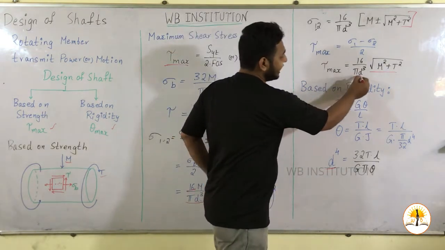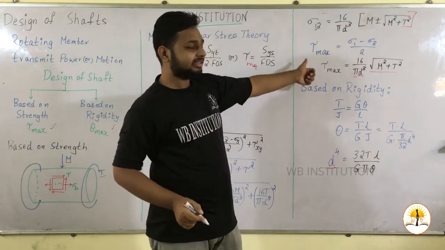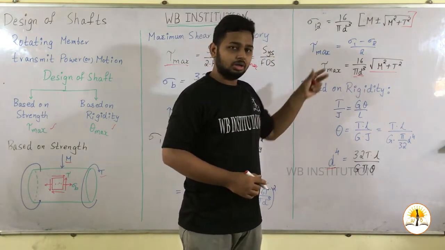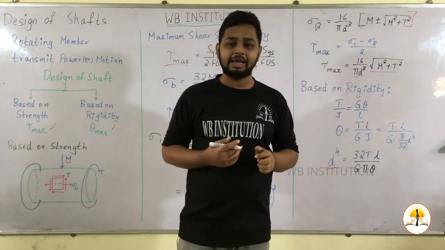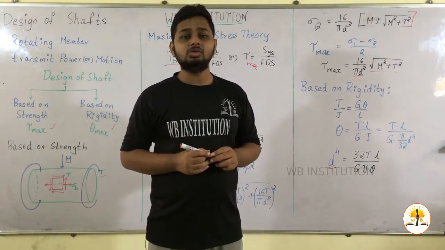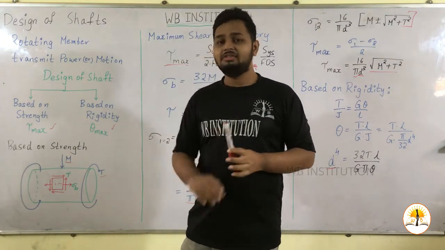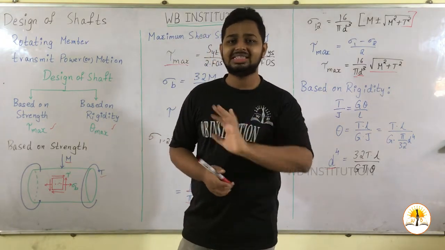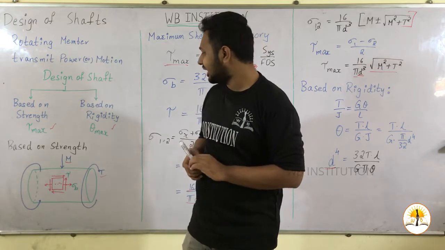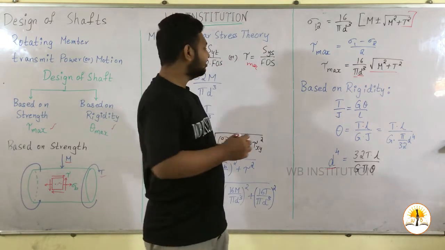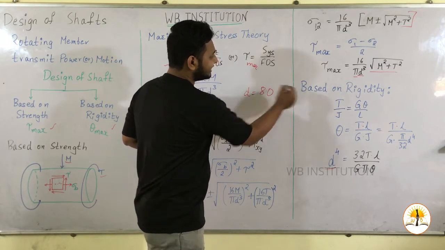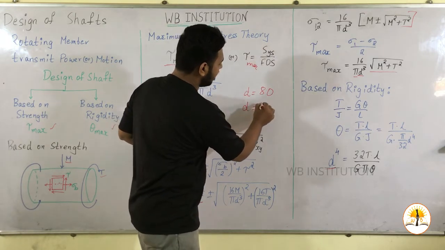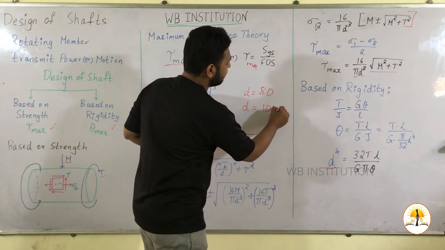From the previous equation we can calculate the diameter based on the strength. So we have two diameters, one based on the strength and the other based on the rigidity. Now on which basis do we have to find the value which is safer? If we take based on the strength, we get the diameter as 80 mm, and based on the rigidity we get the diameter as 100 mm.